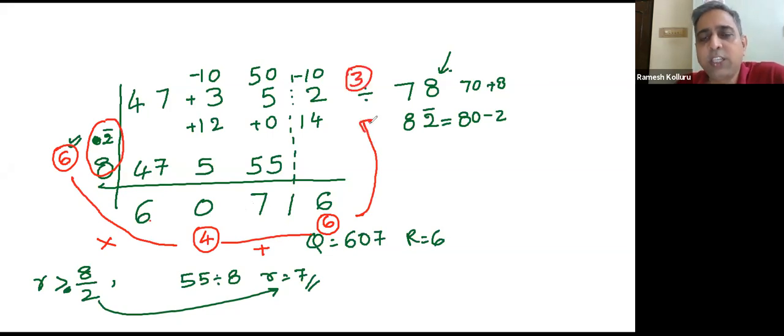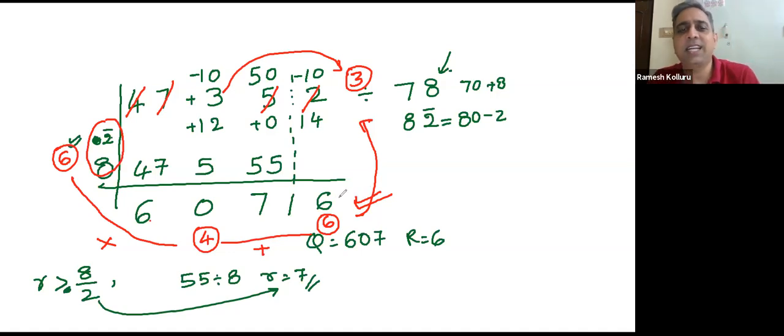So here 3 should be my digital root. Let us check. 549729, so 3 mapped to 3. So my answer, 607 as quotient and 6 as remainder, is the correct answer.